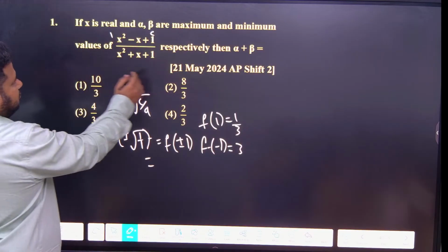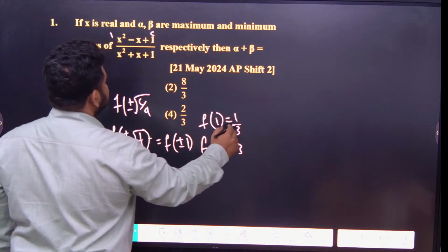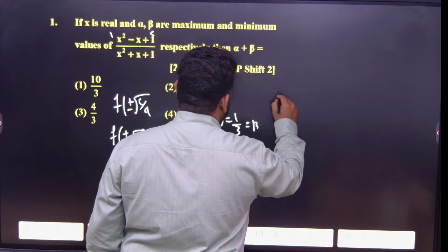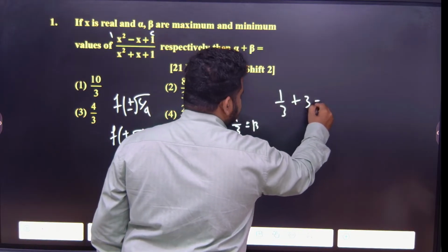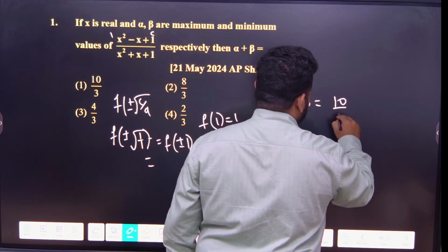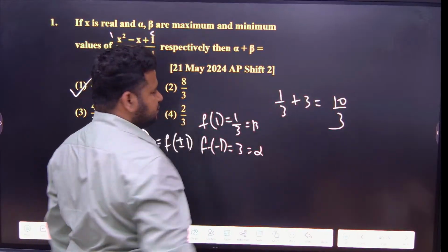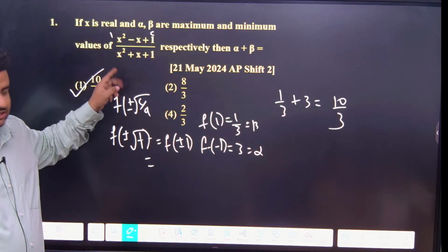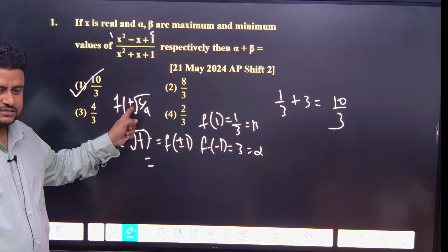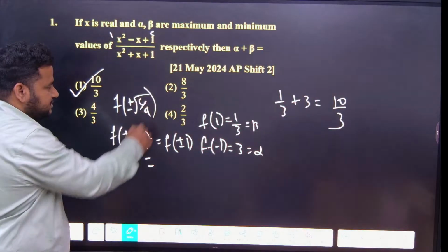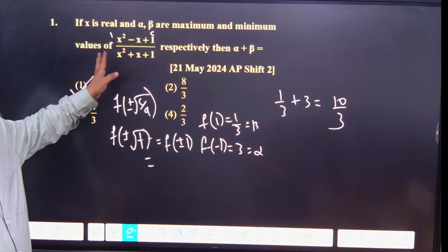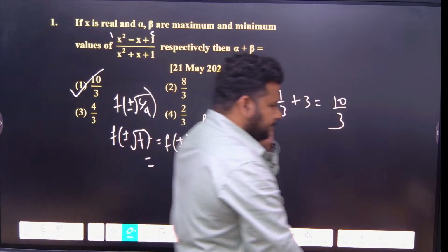So what they are asking: this is alpha, this is beta. Alpha plus beta is what? 1 by 3 plus 3. That is 10 by 3. That is the first option. When I come to functions, I will tell you how I wrote f of square root of c by a, plus or minus square root of c by a. In functions, I will tell you in detail what to do for such types of questions. Clear? Next one.